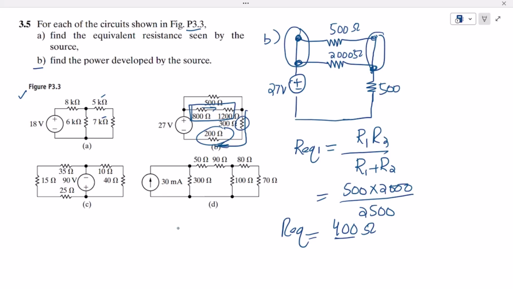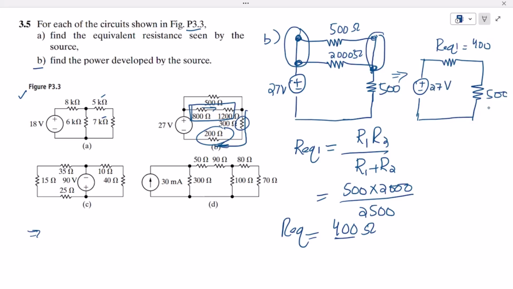So this is the R equivalent, and if we simplify it further, it will be this, and these are now simplified. So this is now R equivalent 1, and the value of it is 400. This is now 500, and this is the simplified circuit, 27 volts. Now these two are in series, and to get the final resistance from it, these two will be added together, because in series the values of the resistances are added together.